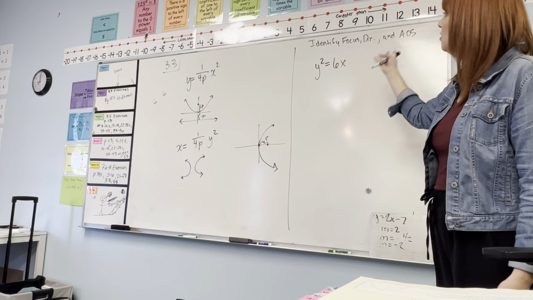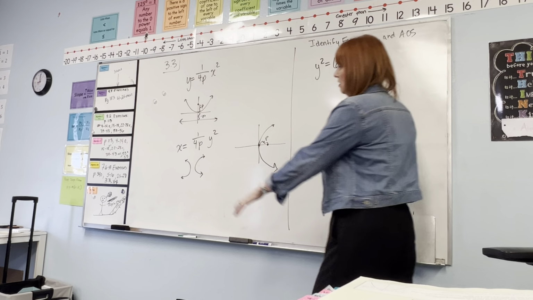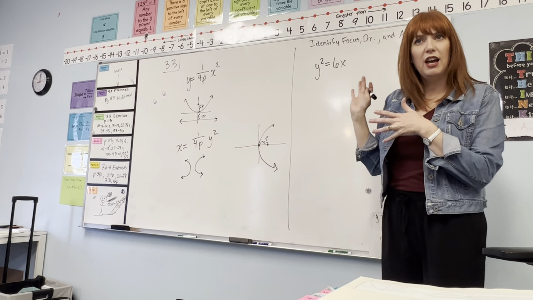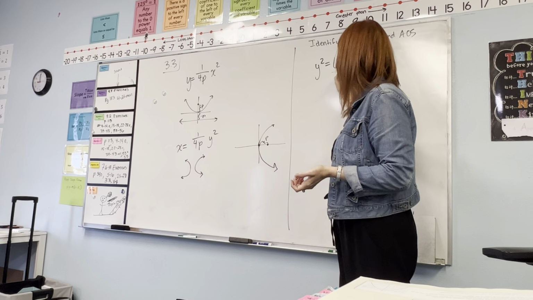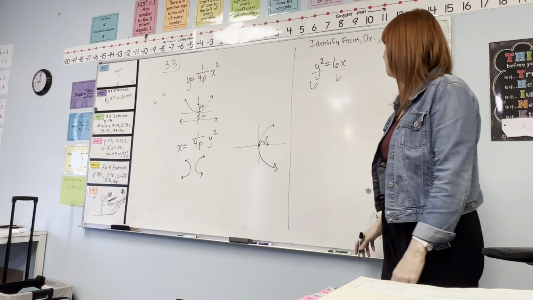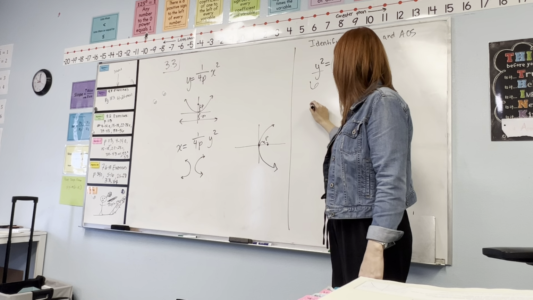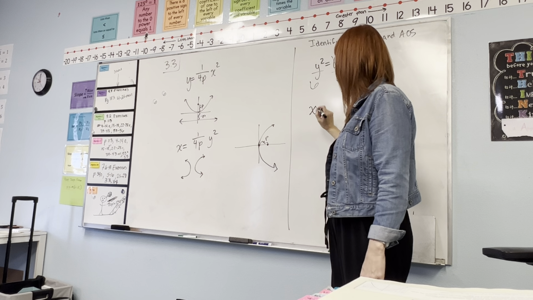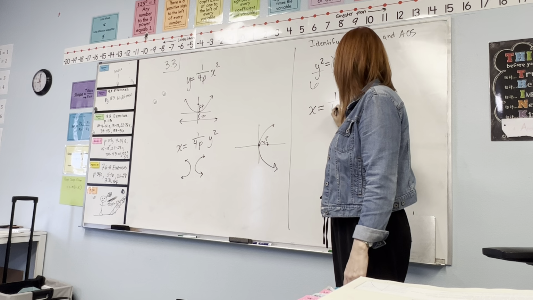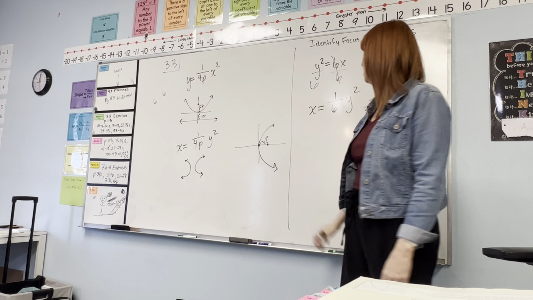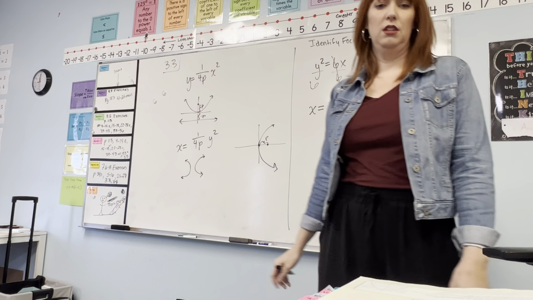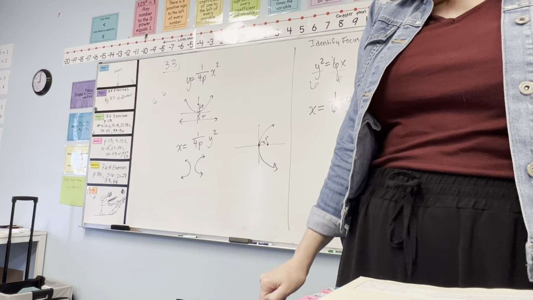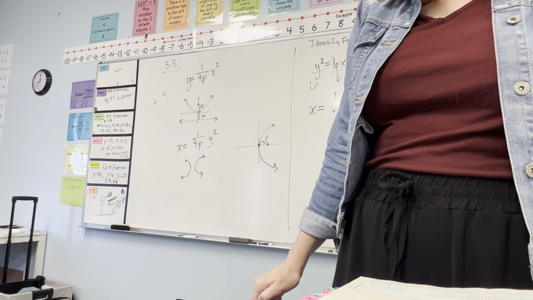So before we can do any of this, we have to solve it for x. We have to make it look like that. So to solve this for x, you have to divide by 6 on both sides. So we get, can I move this all around? So x equals 1 over 6 y squared. Because y squared divided by 6 is the same thing as 1/6 y squared.